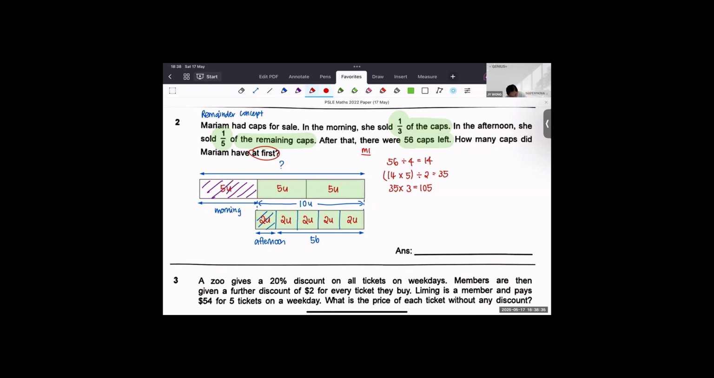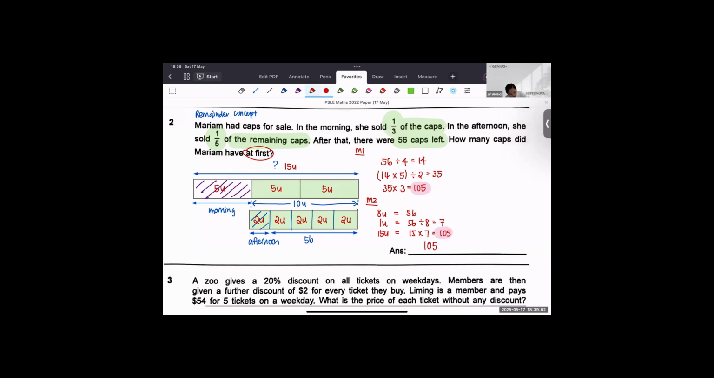Then from here, in method 2, you can tell me that 8 units is equal to 56. 1 unit is 56 divided by 8, which is 7. Last but not least, this is a total of 15 units. So you take 15 units times 7, which is 105. No matter what, you will get 105. Those who have gotten 105 cats, well done.